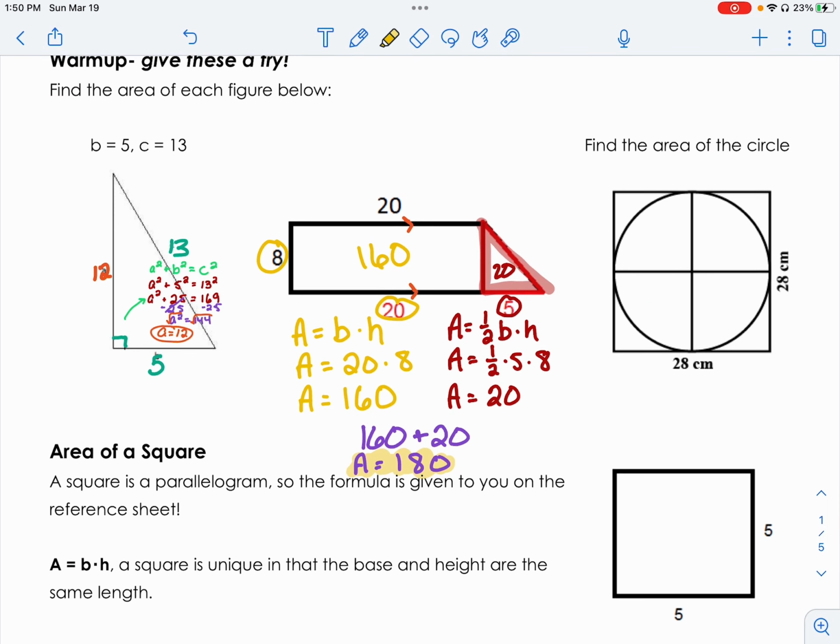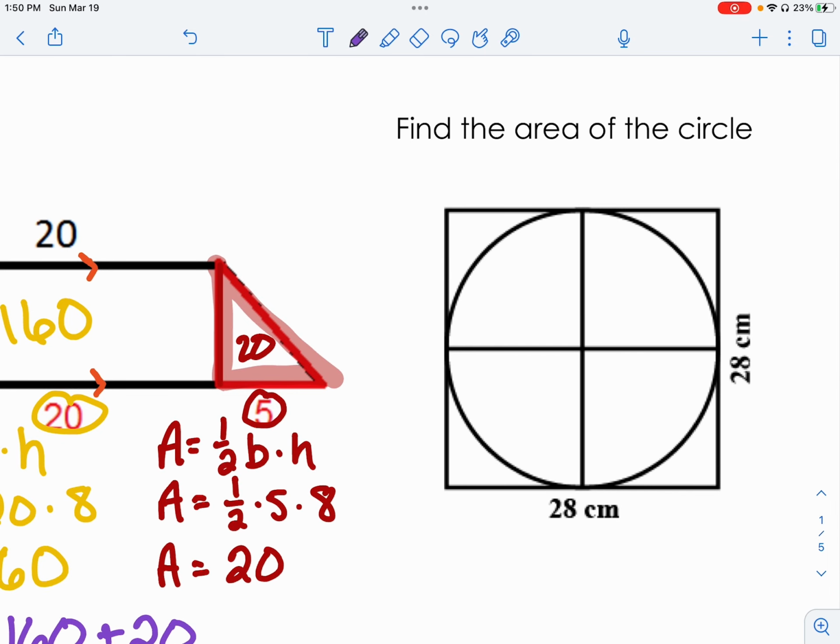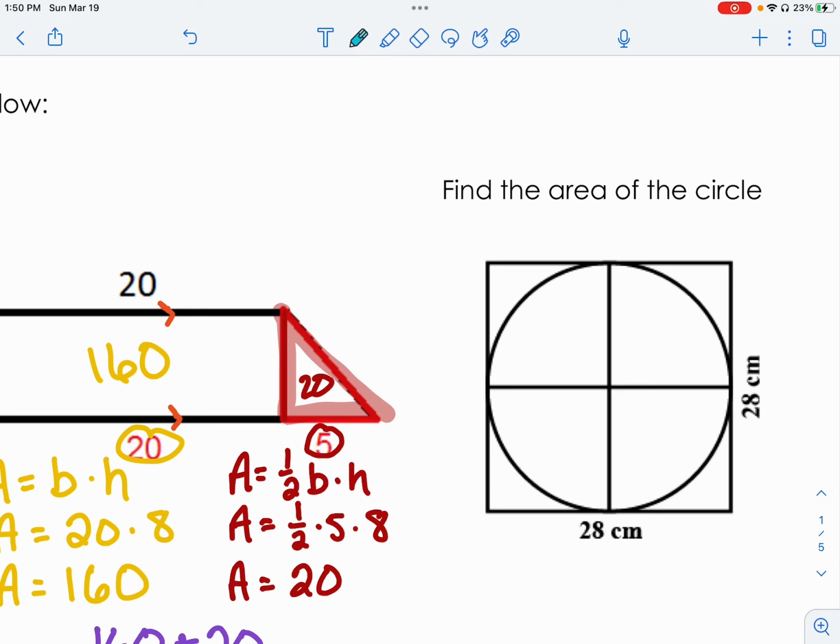Okay, and now our last warm-up problem, find the area of a circle. Thinking back to about 2 weeks ago, we learned that the area of a circle is pi radius squared, or pi r squared.